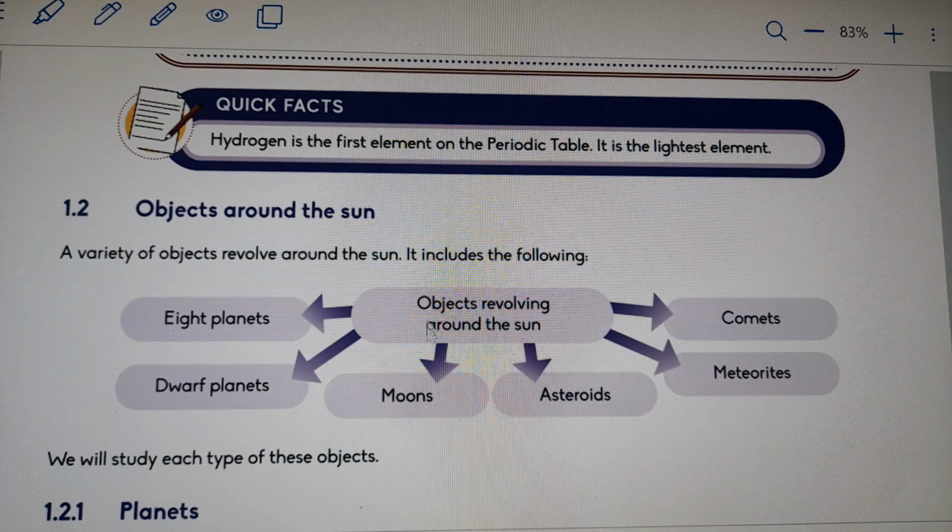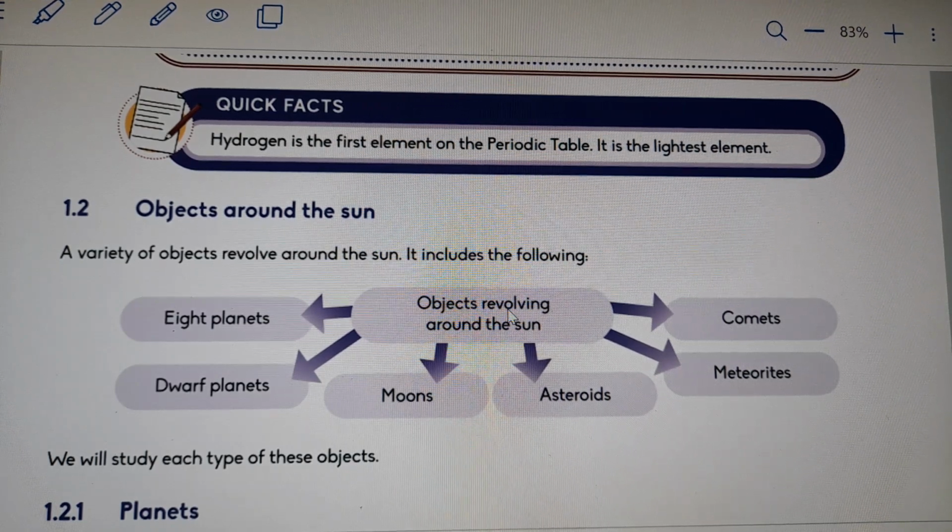Okay, let's say the sun is here, and let's look at the objects that are revolving around the sun. We've got 8 planets. We'll learn about them. We've got dwarf planets. We will know what dwarf planets are. We have moons, not just one moon. We have asteroids, meteorites, and comets. So we have 6 objects that are revolving around the sun.